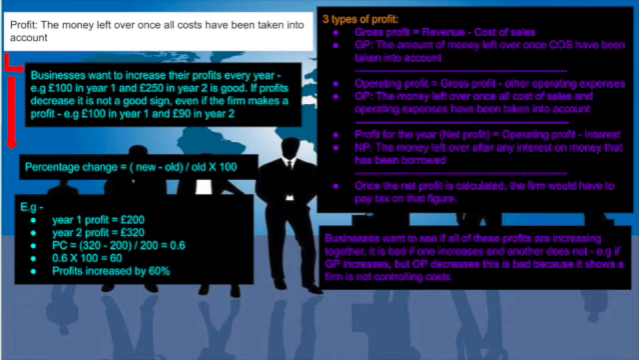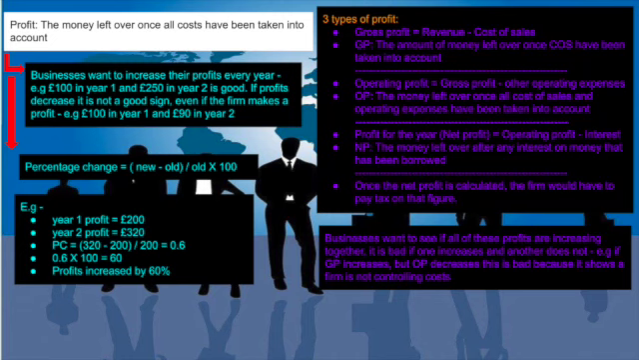Now what I'm going to talk about now is the three different types of profits and their formulas, and you need to remember all of those. So first you have gross profit: revenue take away cost of sales, and it's just the amount of money left over once cost of sales have been taken into account. This refers to anything to do with making a product.